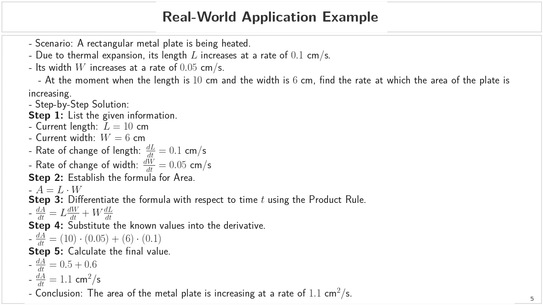In conclusion, the area of the metal plate is increasing at a rate of 1.1 square centimeters per second. Please take note of how we carefully distinguished between the static dimensions and their rates of change. This distinction is critical, and we will discuss some common pitfalls regarding this in the next slide.